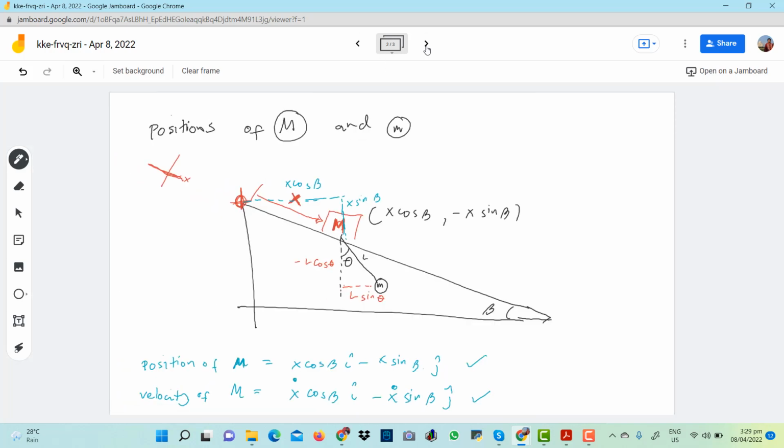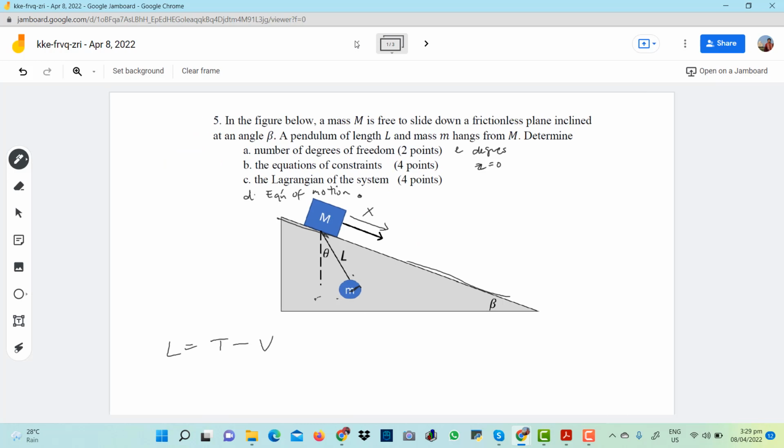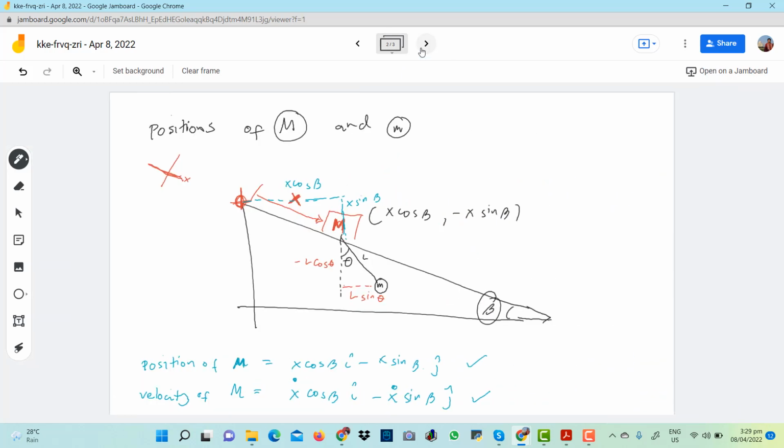I have two degrees of freedom, with coordinates x, because x is changing. But beta is not changing, beta is constant. But your theta, since your small m swings, is not constant, so theta will vary. Take note, only two coordinates, x and theta. So I have two Lagrange equations of motion there.